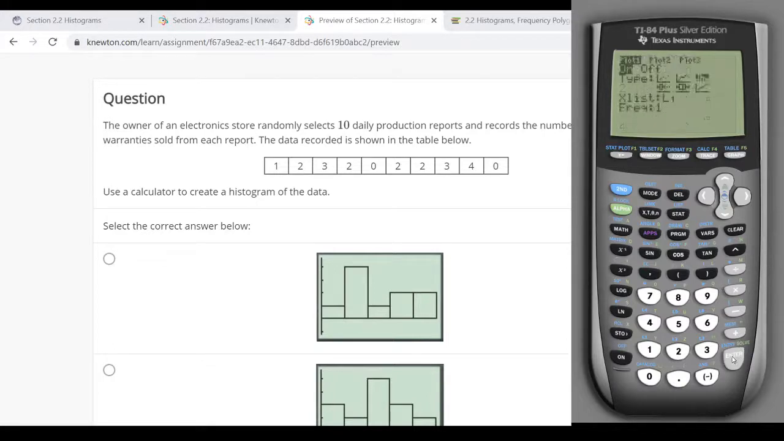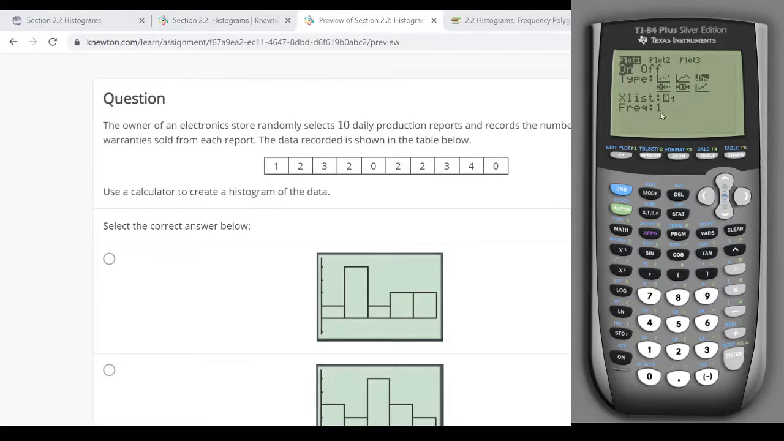Go to plot 1, make sure it's on so you can see the graph. Make sure that third type is blackened, the one with the bars. That's for a histogram or a bar graph. And then what's your list of data? That was list 1, L1, or whatever list you had the data in.